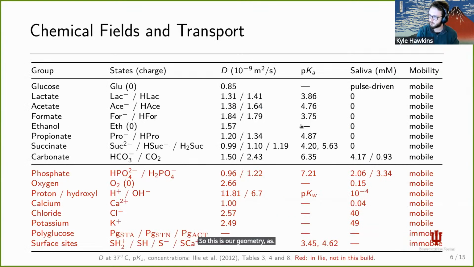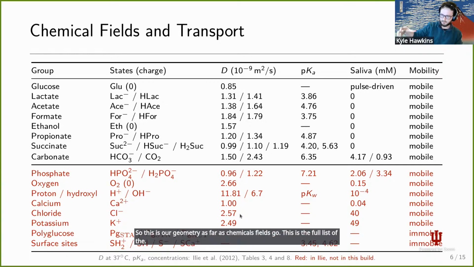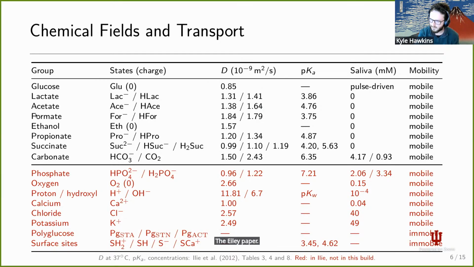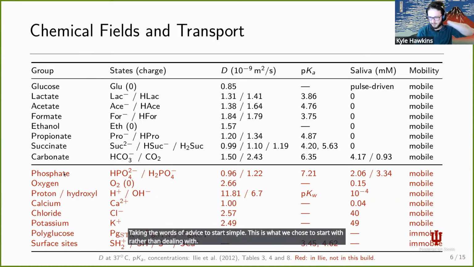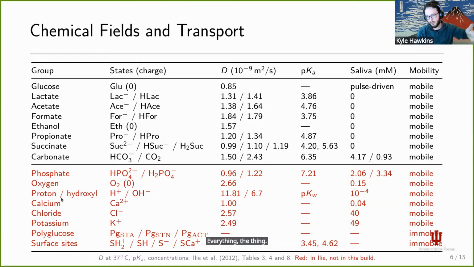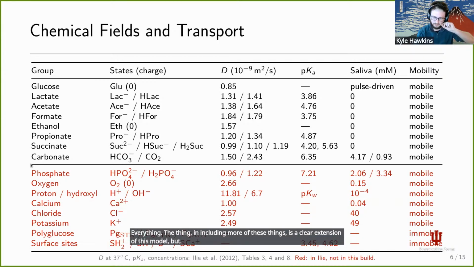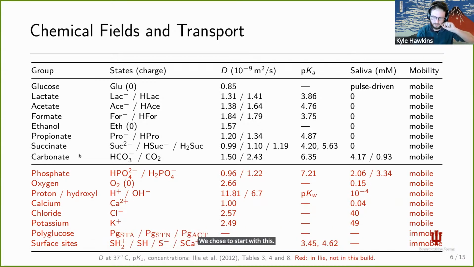As far as chemical fields go, this is the full list of the different chemical species from the Ely paper. We didn't use all of these. The ones that we did use are the ones in black. We've taken the words of advice to start simple. This is what we chose to start with, rather than dealing with everything. Including more of these is a clear extension of this model, but we chose to start with this group of chemical compounds.